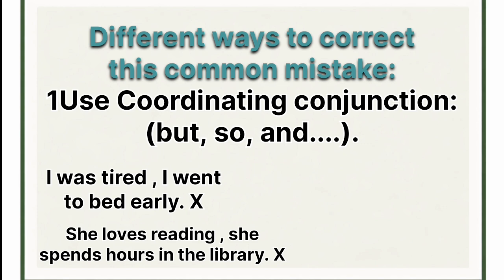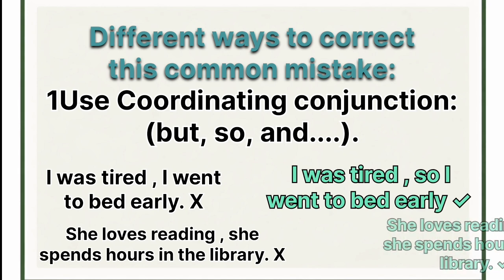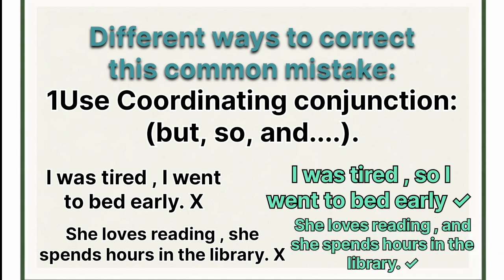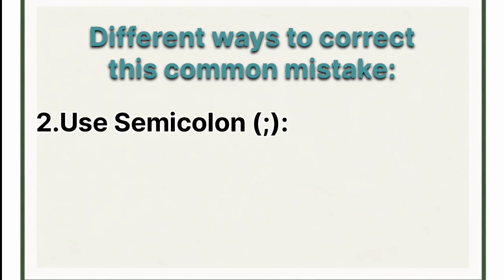And the correction of the first example would be: I was tired, so I went to bed early. And the next example: she loves reading and she spends hours in the library. Now, these two sentences are coherent and correct. The next way is use semicolon, and I'll go with the same sentences.